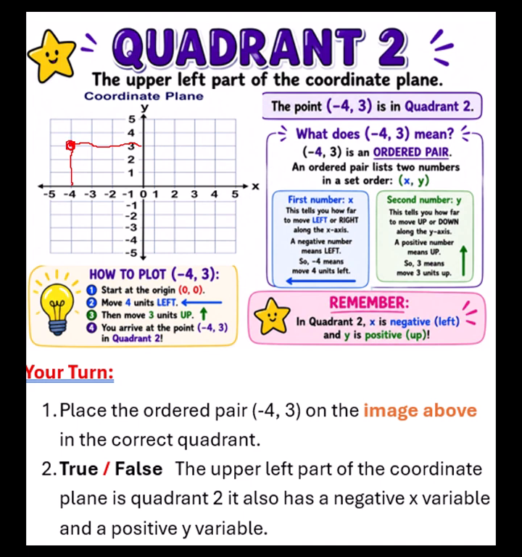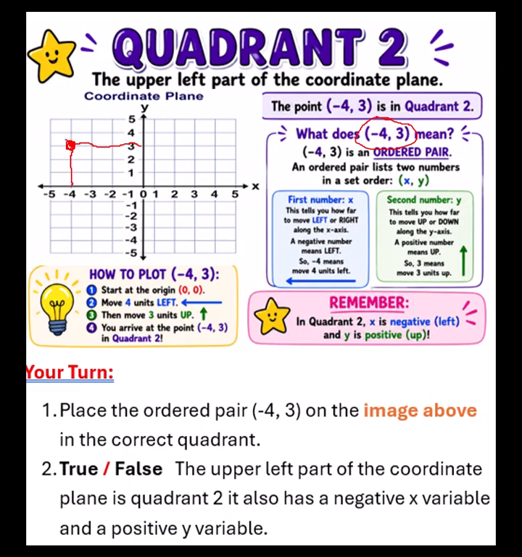So this is where you would find the ordered pair (-4, 3). Okay? -4 and 3. Excellent job. So we found the coordinate (-4, 3) on the coordinate plane.